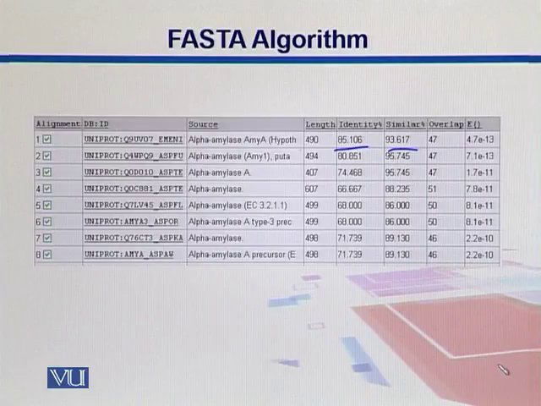The total length of that protein is this one, and the overlap between these two is 47, whereas an e-value, which is a scoring scheme, is calculated. We'll look into that in a later section. That is 4.7 e minus 13. Normally the lower the e-value, the better.